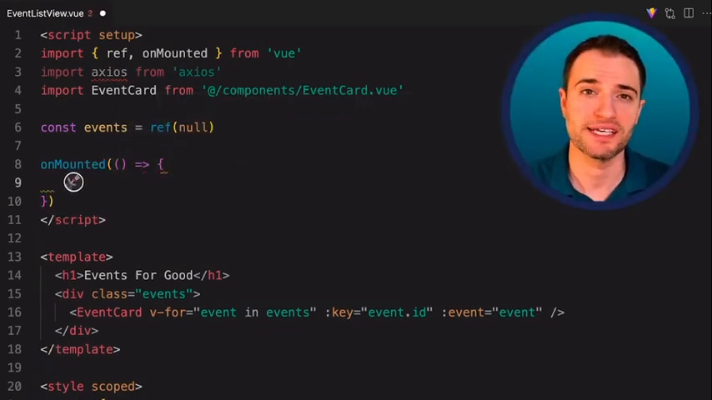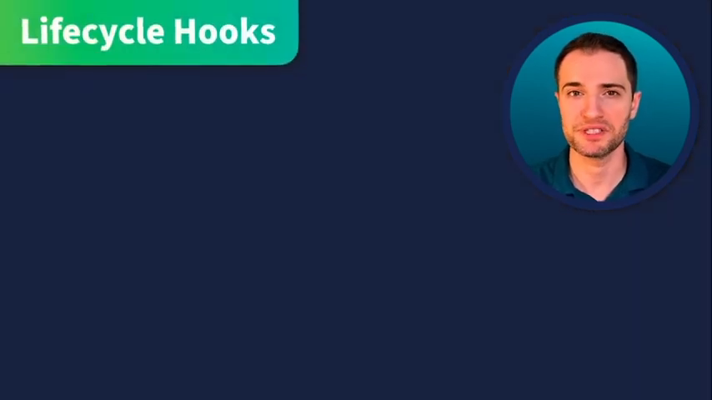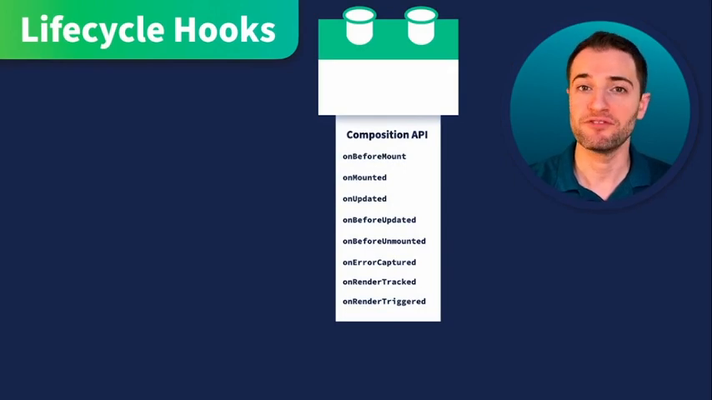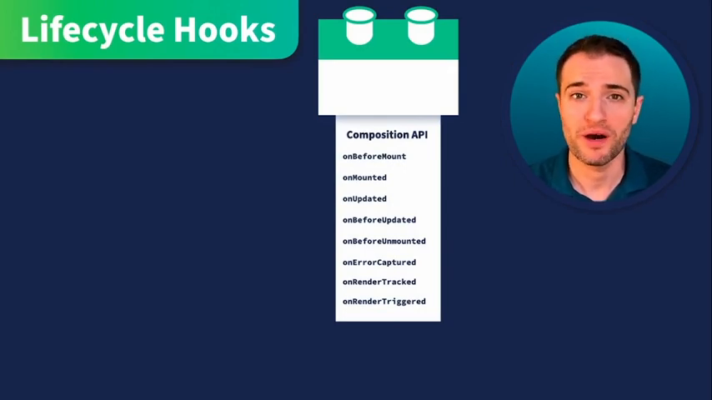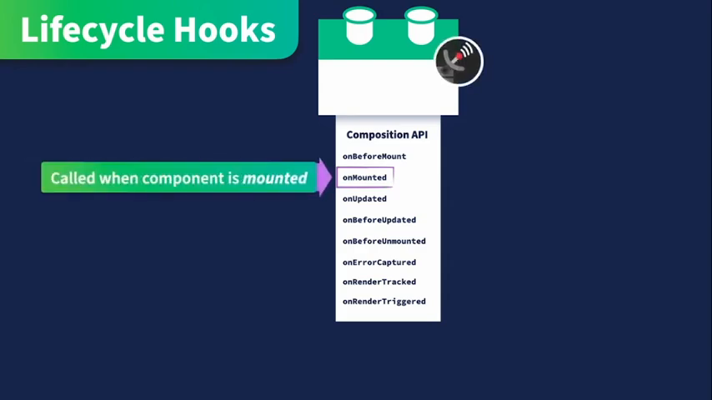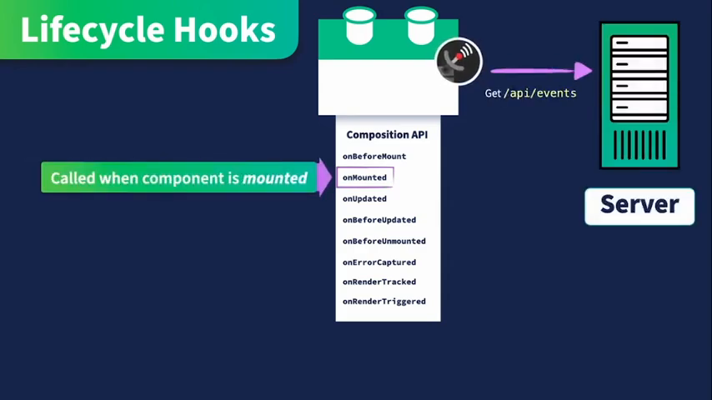As the name suggests, a component has a lifecycle with different hooks or methods that are called during that lifecycle. For example, before it's mounted, when it's mounted, and so on. To make our API call, we're focused on this mounted hook here. In other words, when our component is mounted, we want to be calling out to our server for those events.